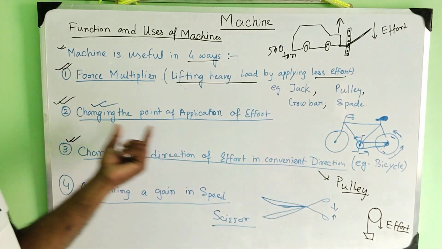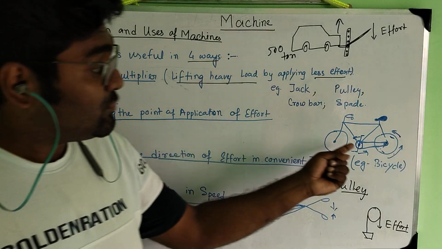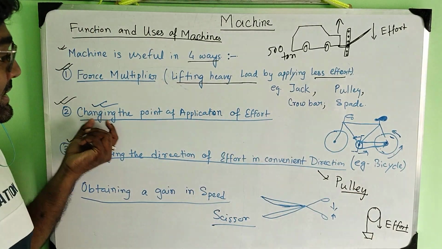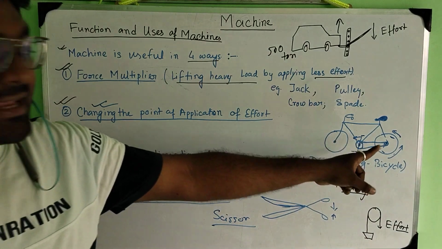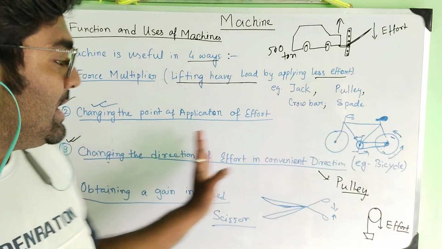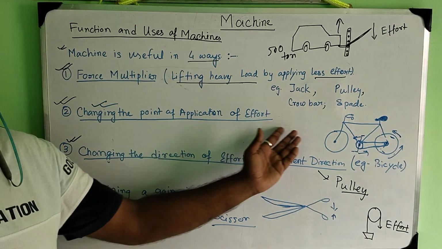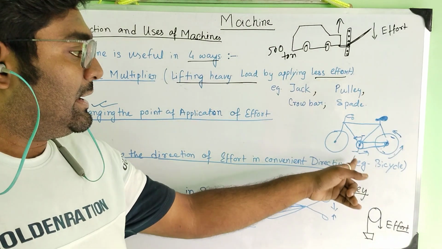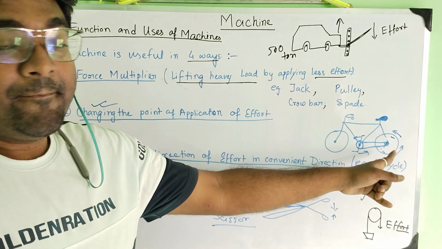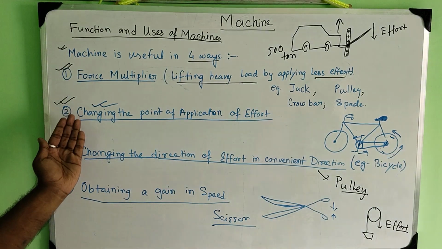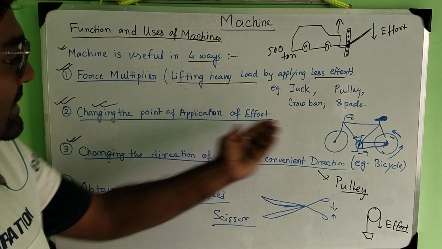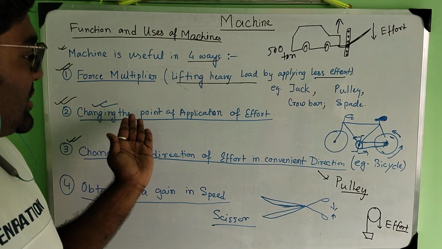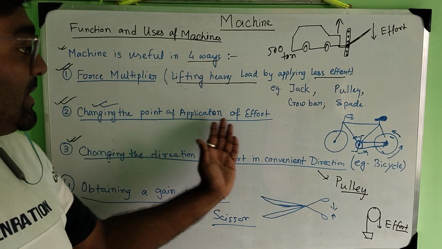Actually, in a bicycle, this wheel and chain system is the machine. Okay, so this machine is changing the point of application of the effort to our convenient point. That means it is convenient for us to paddle here, not paddle here. Okay, so this bicycle changes the point of application of the effort.